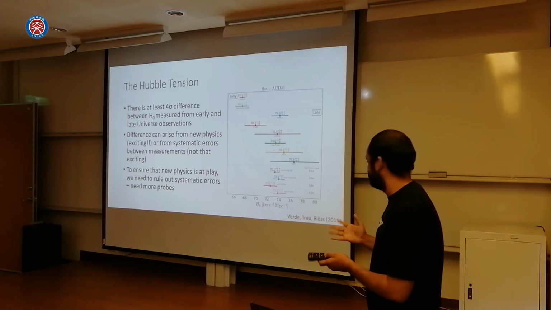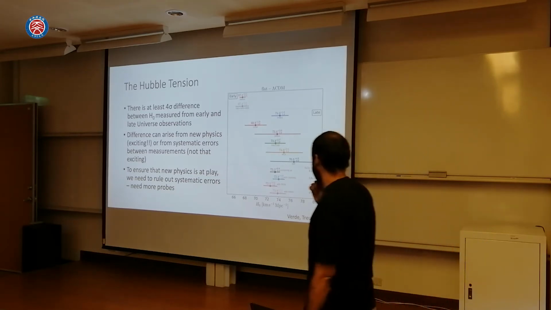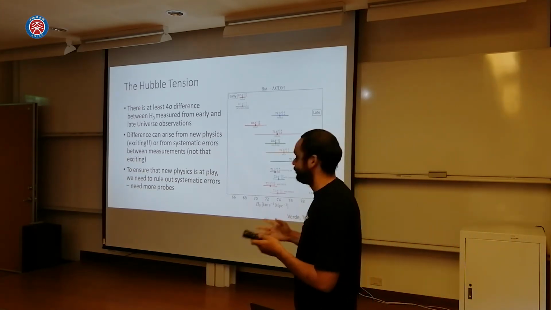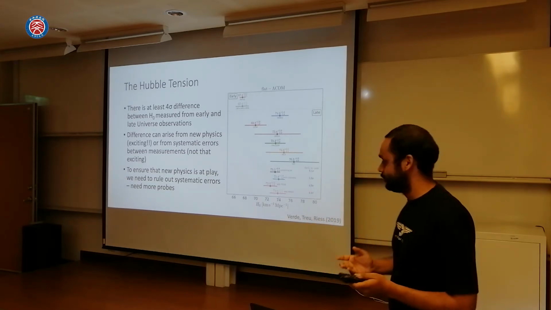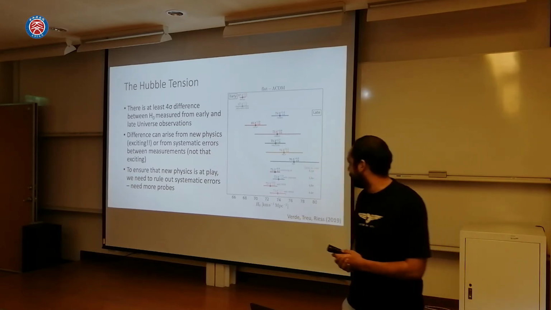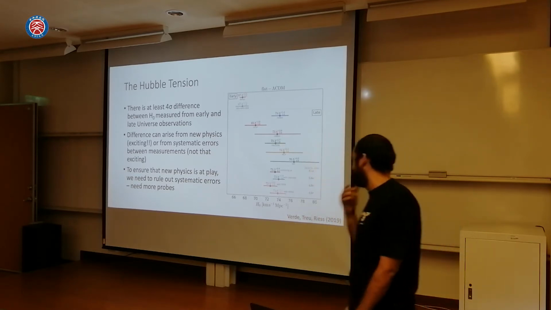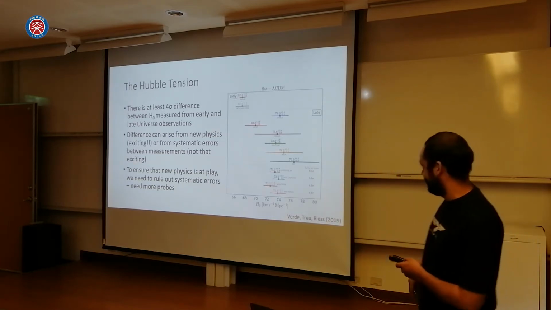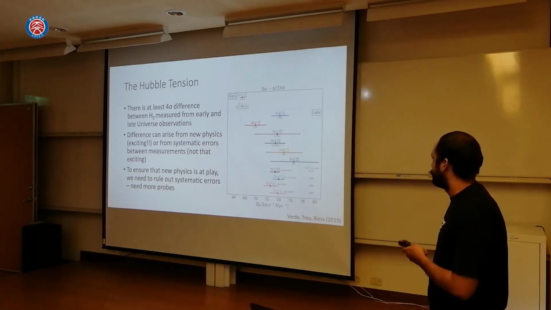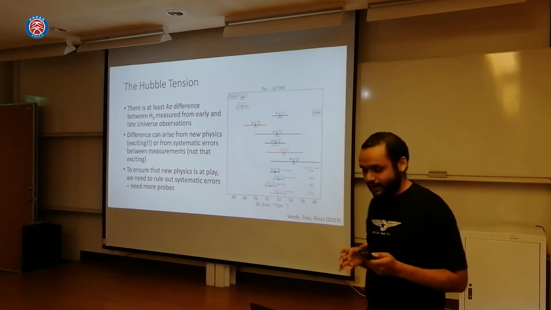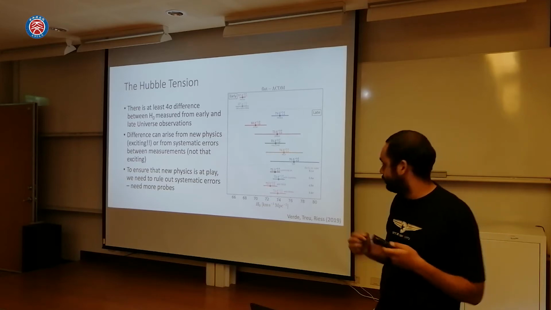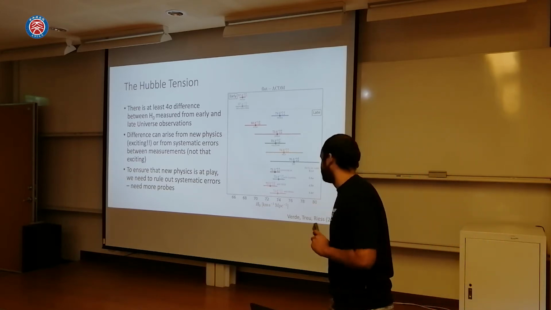I mean, this should be one number, whatever experiment we use to probe it. So there are two possibilities. Either this arises from some new physics, in which case this is very exciting because it gives us something to do, or it is coming from some systematic errors between these two sets of measurements, in which case maybe it's not that exciting. But to determine which one it is, we need to at least rule out one of these two possibilities. So what I am going to show here is how we can rule out this second possibility, which is that this discrepancy is coming from systematic errors.